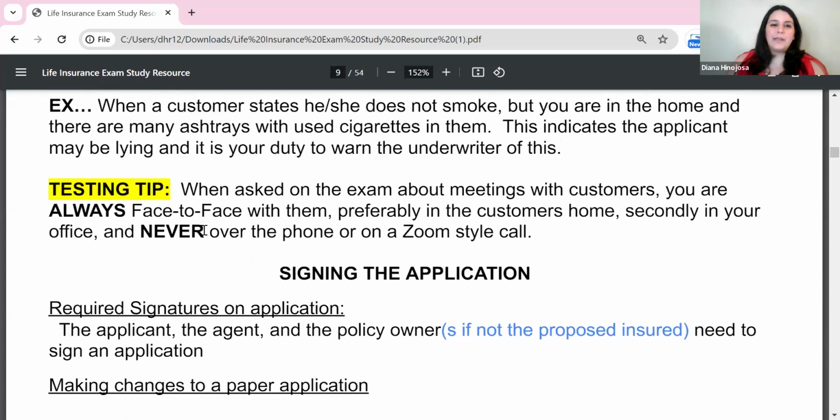Okay, guys, so this is something I said earlier, but if you're ever asked on the exam, how do you meet with your client? Again, utopia, perfect world, test world is that perfect world. We always go to the customer. We're always sitting in their home face to face. We never answer that we're on the phone. We never answer we're on Zoom. Again, always in person, face to face with your customer.